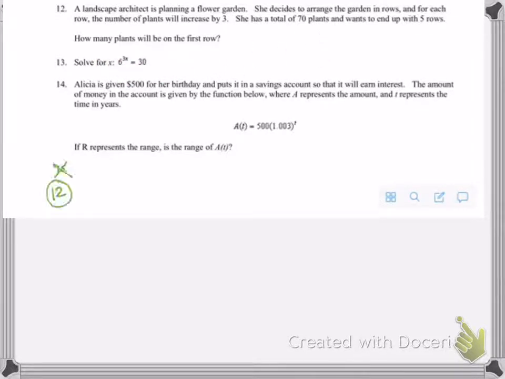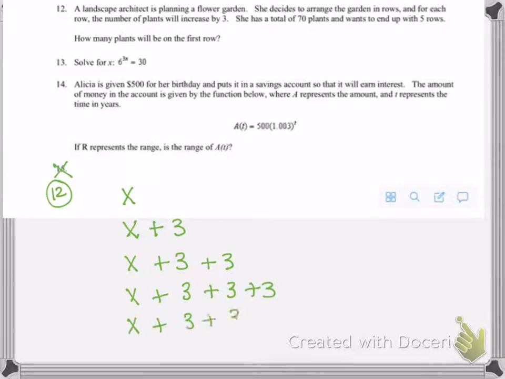So, on the first row, we're going to have X number of plants, because I don't know how many plants are on the first row. But on the second row, it says the number of plants increases by 3. So I'm going to take the X, unknown number of plants, and add 3 to it. On the next row, there are 3 more than the previous row. On the next row, there are 3 more again. And on the fifth row, which is all that the gardener wants, we have 3 more still.